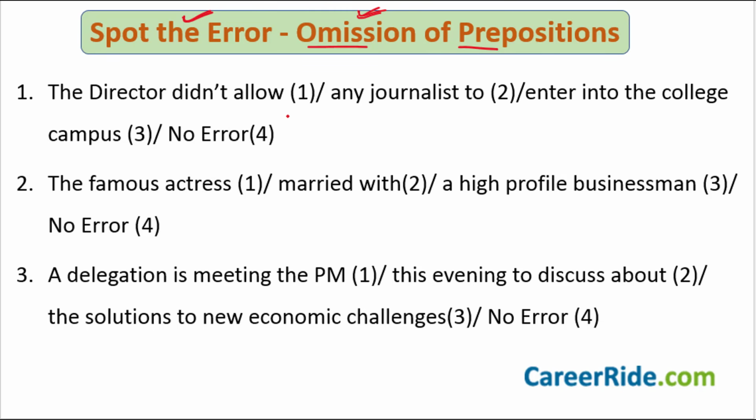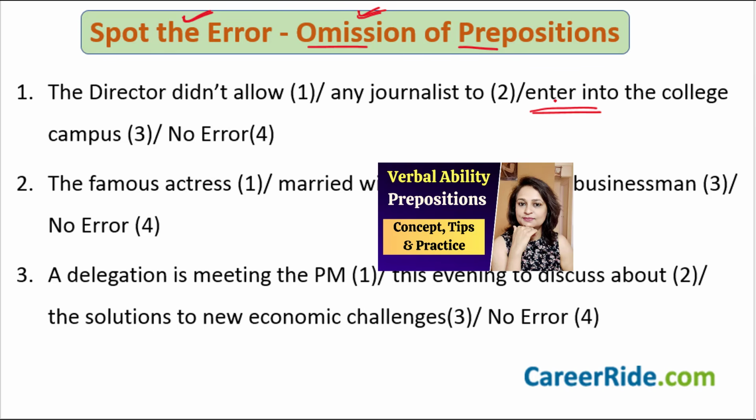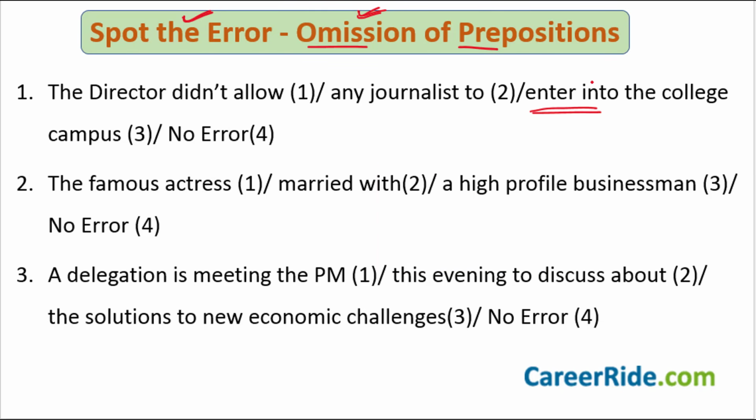The director didn't allow any journalist to enter into the campus. Okay, now this first part doesn't have any error. Second also, no error. See the third part, enter into the college campus. Now if you remember the last video that we did on prepositions, we learned that whenever we are talking about physical buildings, we do not use enter into. We just say enter the building, right? So enter the college, it would be. So this into should not come here. The sentence should simply be, the director didn't allow any journalist to enter the college campus.